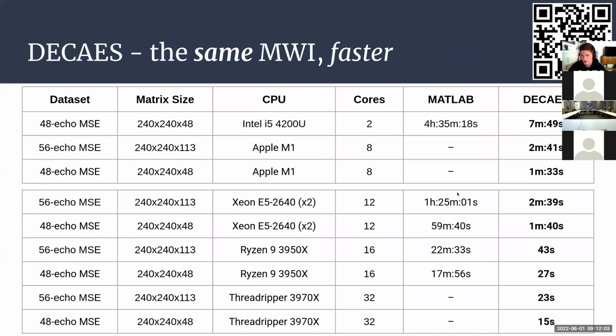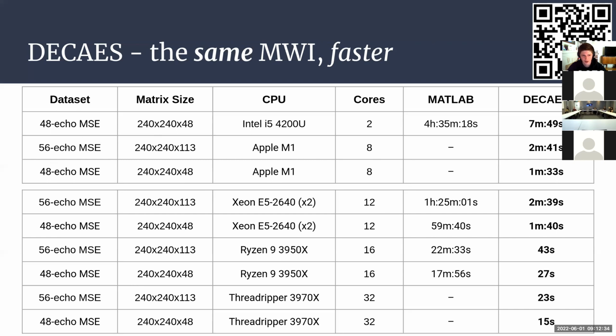And so here's a big old table that basically just says DECAES is fast. In case you're wondering if you should switch from the MATLAB version, I think you probably should, but I'm a little bit biased. So the top 3 rows here are on personal laptops. This one is like my 5 or 8-year-old ThinkPad running an i5. It takes like 7 minutes or so. I just tested this yesterday on an Apple M1 with 8 cores, and we can get that down to like 1:30. So there's 2 different data sets.